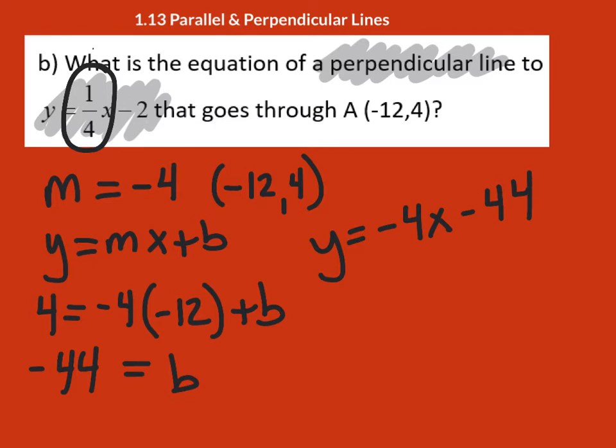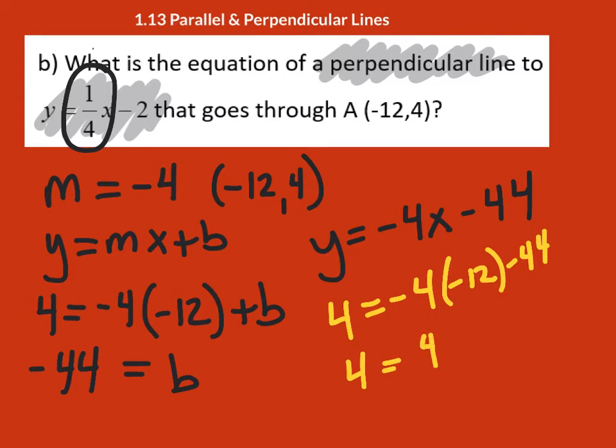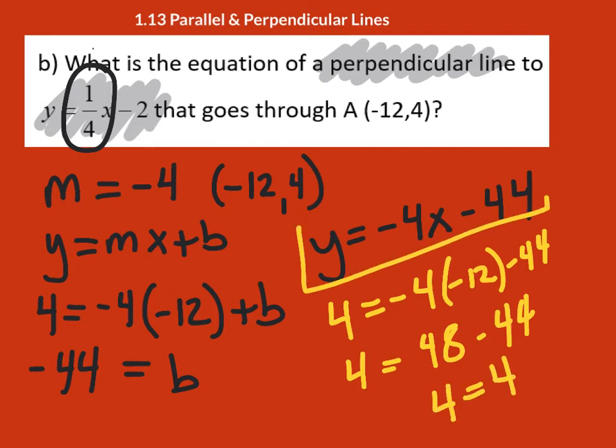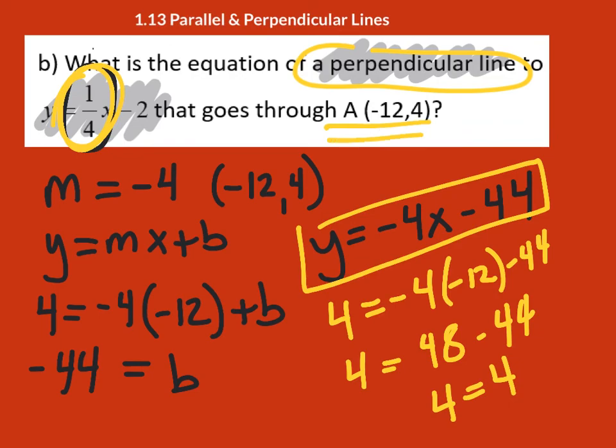Again, we could check that out. If we put in our y value, that would be a 4 here. And if we did -4 times -12 minus 44, that's 4 equals, what do we get there? We get 48 minus 44. And yes, 4 equals 4. So this indeed is our equation of a line that is perpendicular to this one right here, and it goes through this point here.